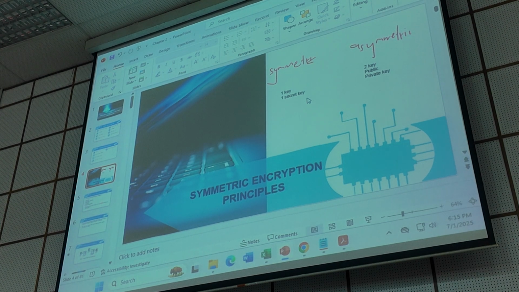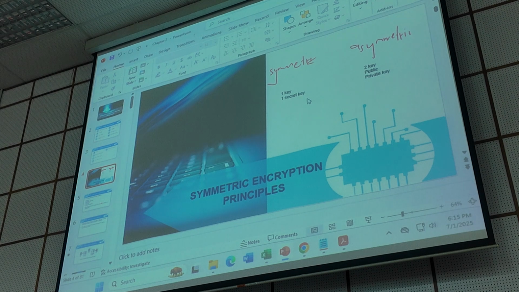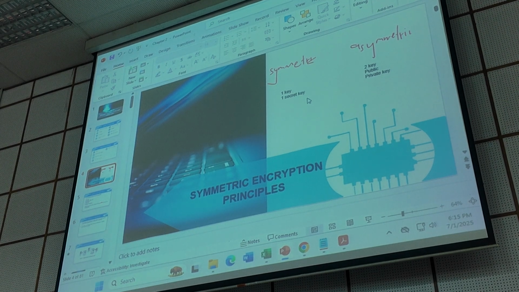Asymmetric means two keys. Encrypt and decrypt use different keys. There are different algorithms. Some algorithms use the public key to encrypt. Some algorithms use the private key to encrypt. You only need to remember asymmetric is two keys. One public key, one private key. One key for encryption, one key for decryption.